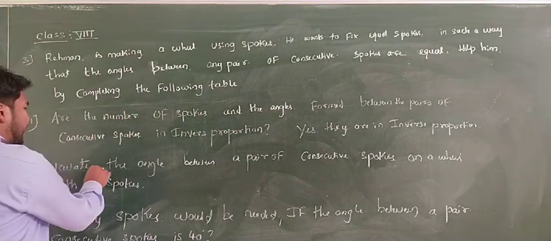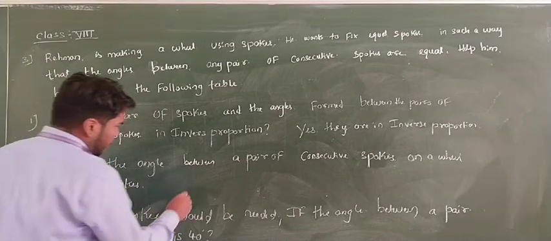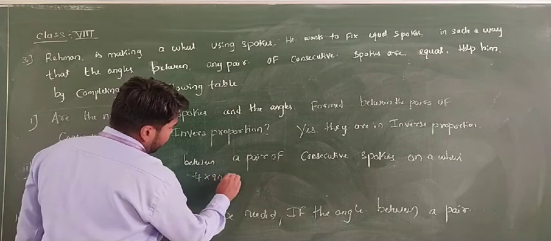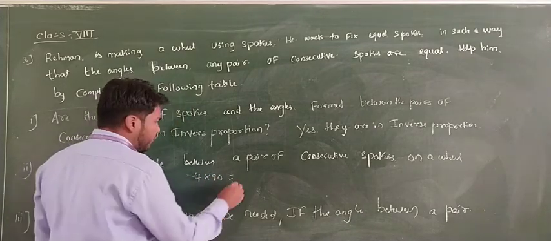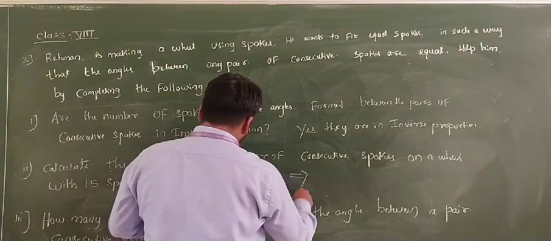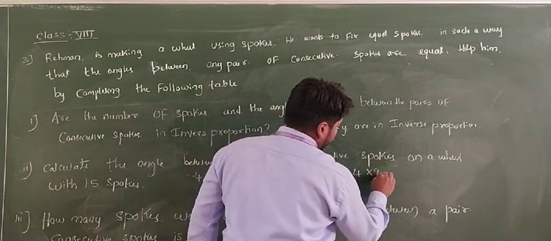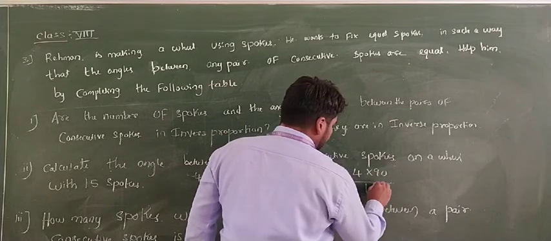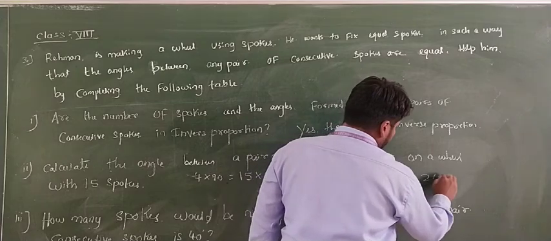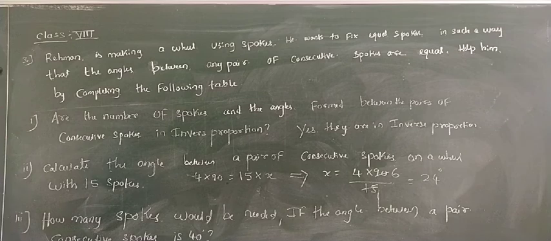Similarly, they are told to calculate the angle between a pair of consecutive spokes on a wheel with 15 spokes. First we have x1, which is 4 into 90, is equal to, for 15, into x. So x is equal to 4 into 90 divided by 15. So 15 ones are 15, 6 fours are 24 degrees. So the angle between the consecutive spokes is 24.